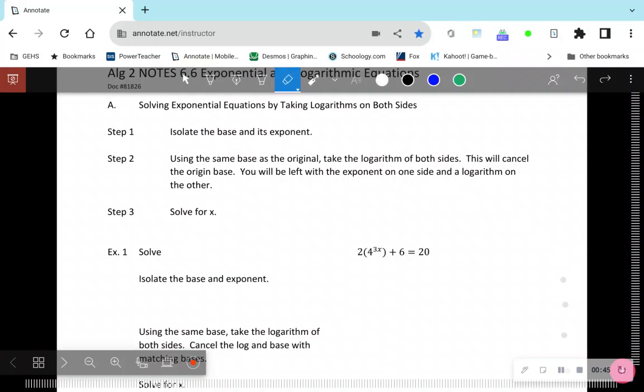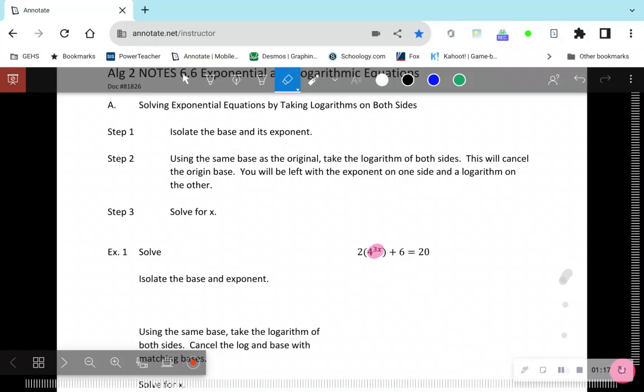So let me show you that on this first example, and just so you're clear on what we're trying to do, the base here is 4, and that exponent is 3x. We've got to get that part of the equation isolated, in other words, by itself. So in this case, you're going to try to strip off the times 2 and the plus 6. And you always go in the reverse order that PEMDAS would have you work in.